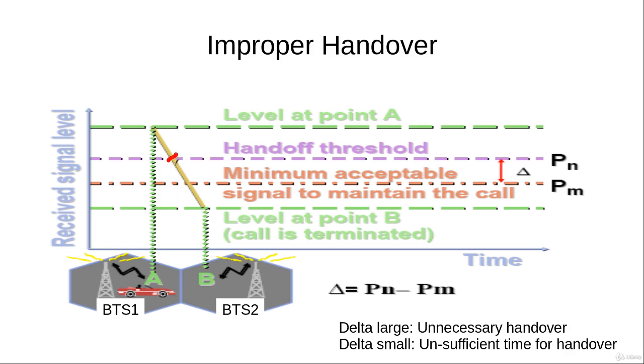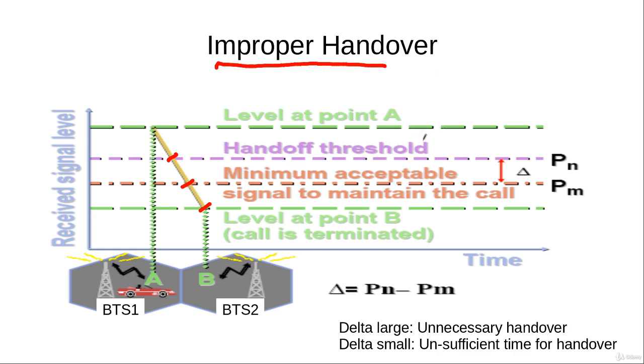So the power that this mobile station is receiving from the base station 1 decreases till it reaches the threshold below which it cannot maintain a call with the base station number 1. So after a brief time, this call is dropped. That means that the mobile station is dropped from the network. So this is an improper handover or an improper handoff situation.